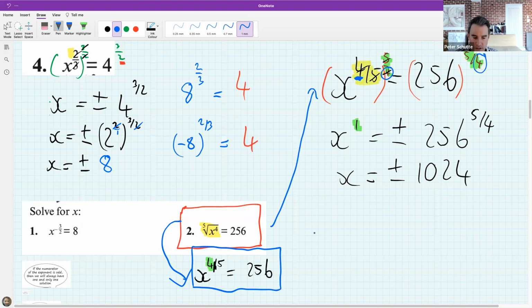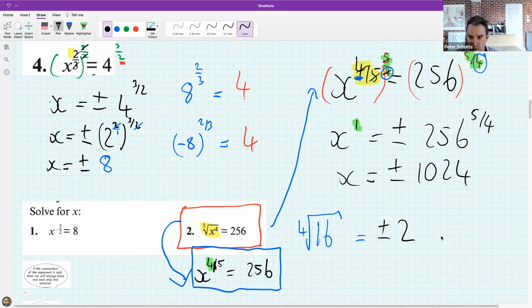So let me think about how I would show it here. If I say, what is the fourth root of 16? That is the same as 16 to the power of a quarter. And this is going to give you the answers, essentially plus or minus 2. So I'm not going to go any more detail than that.